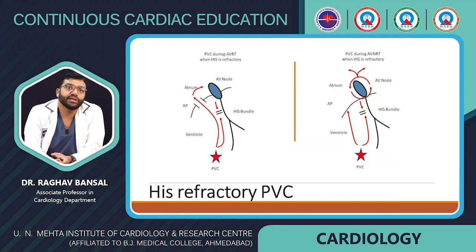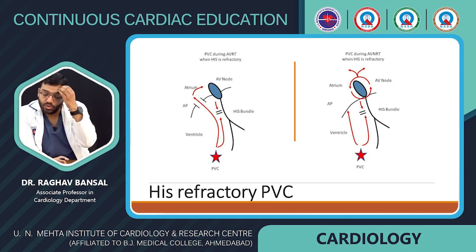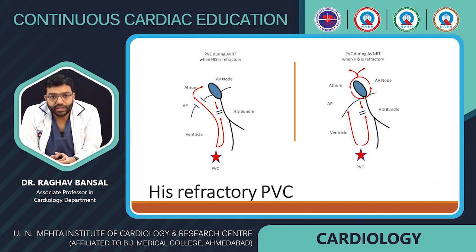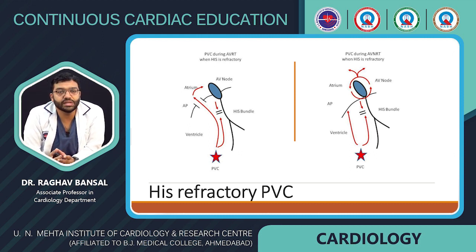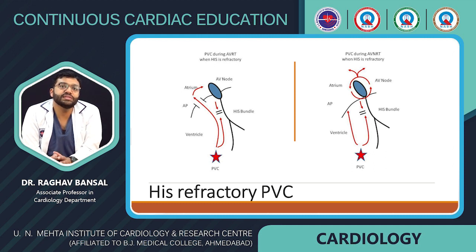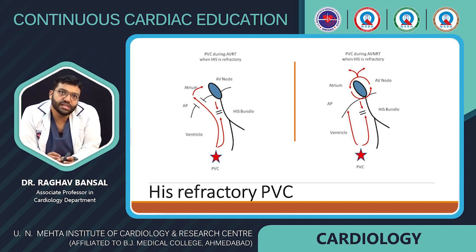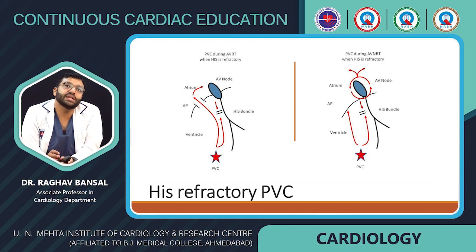Last maneuver for today is refractory PVC. So to differentiate between atrial tachycardia versus reentrant tachycardia, VOP is important, and to differentiate between AVRT and AVNRT, the single most important maneuver is refractory PVC. So what is the concept of refractory PVC? It is very simple. We give a precisely timed PVC through the RV catheter in the ventricle at a time when the His bundle is refractory.